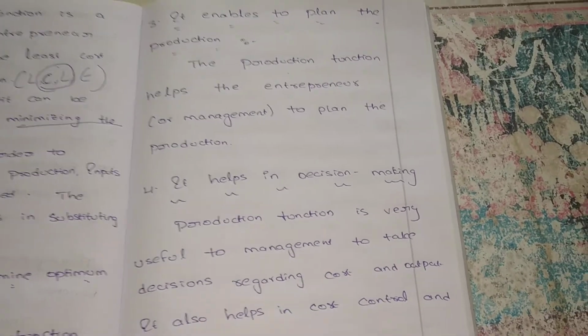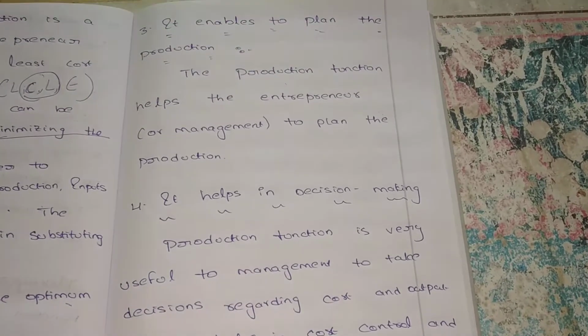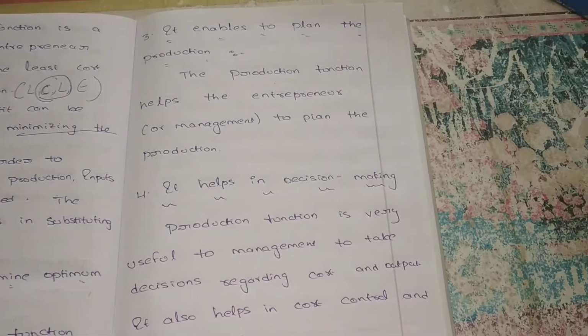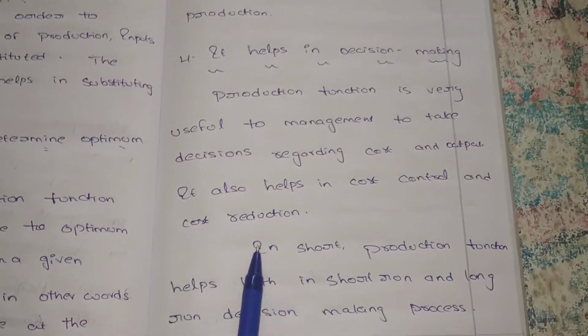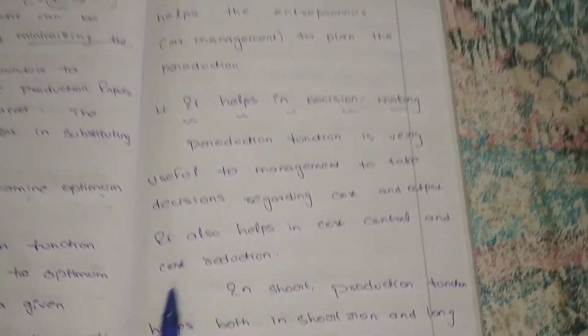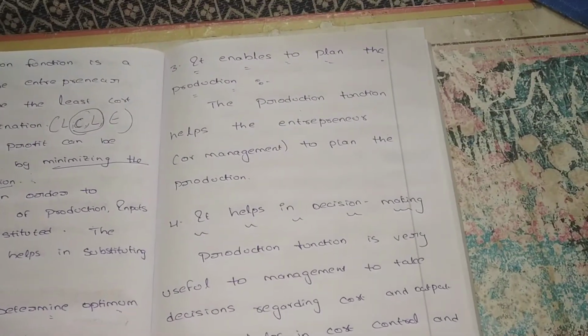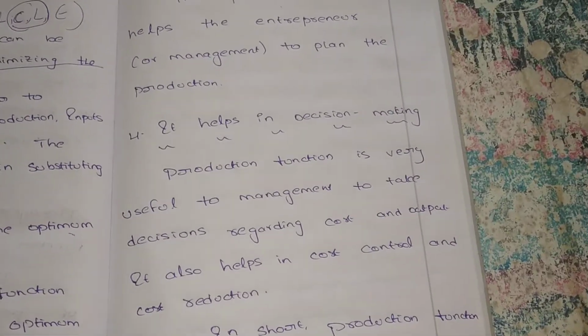Wastage of resources also has to be reduced, because when there is an increase in raw material cost, we have to use it in an efficient way. For this we take very good decisions based on our production function. In short, the production function helps both in short run and long run decision making. Not only in the short run, but also in the long run, the production function is very useful.